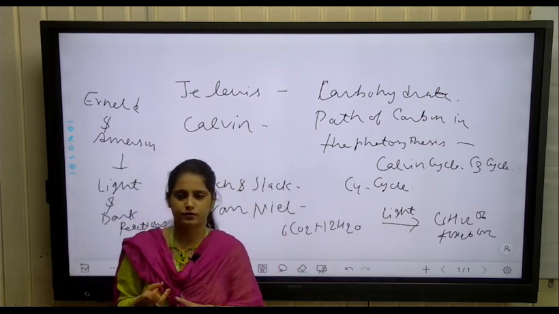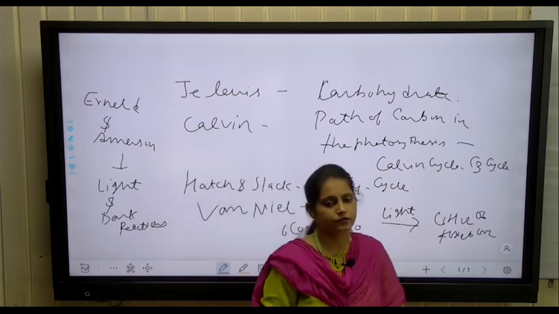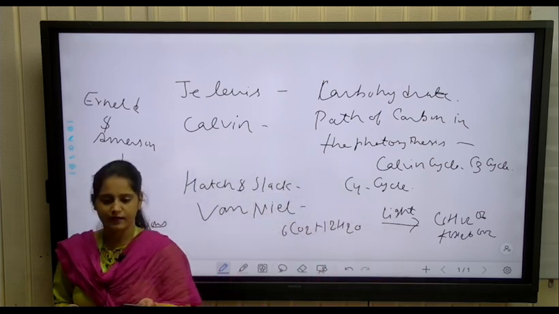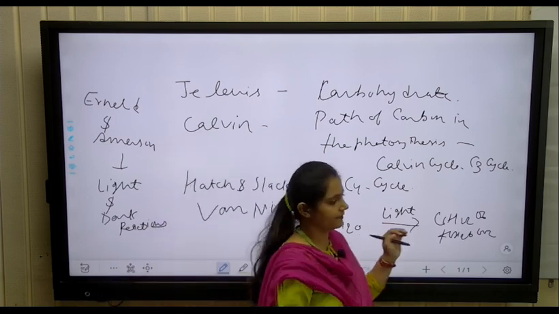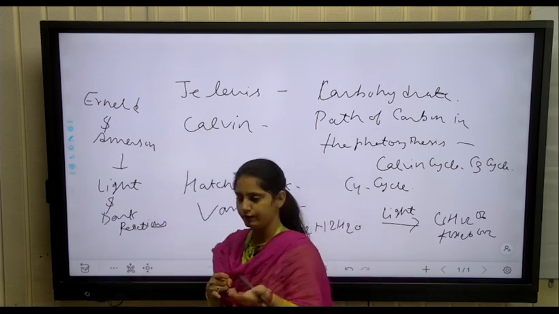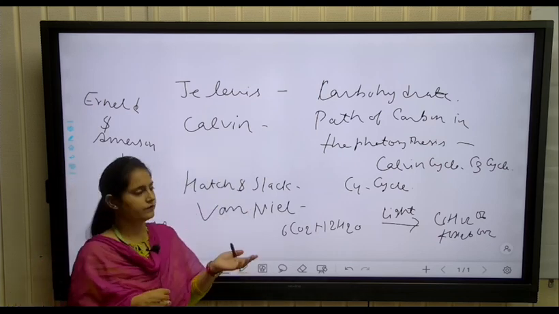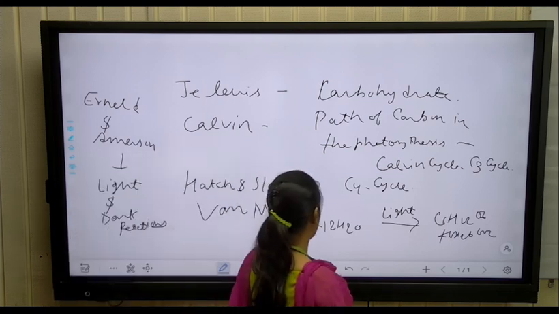So, these were the scientists who did the work to come to the process of photosynthesis, through which we know how air is required, how water is required, how CO2 is required, what the equation is, and what the light reaction and dark reaction are. These all were given by these scientists. The Calvin cycle and the CO2 fixation cycle, that is the C4 cycle, we will study in the next lecture.